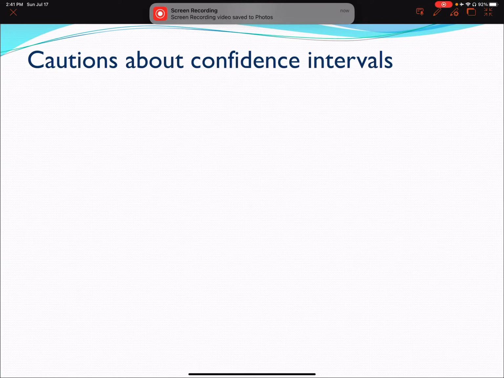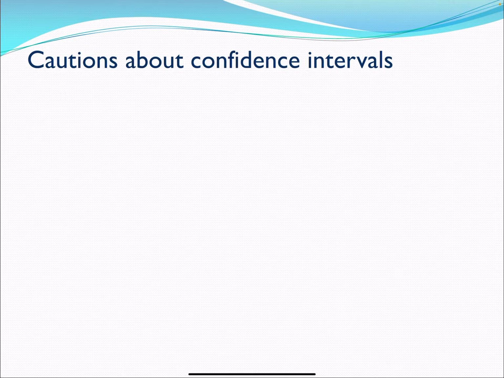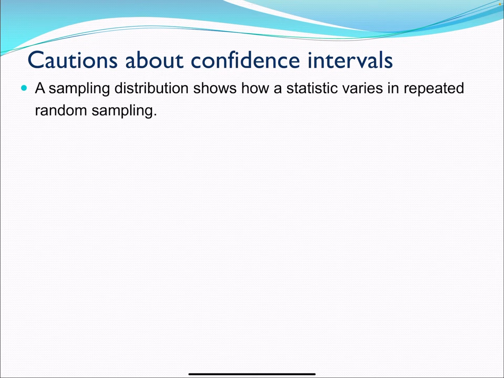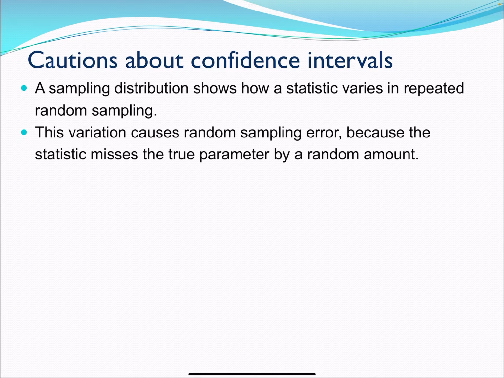So a few words of caution as we move about this chapter. So here's some cautions on confidence intervals. A sampling distribution shows how a statistic varies in repeated random sampling. The variation causes random sampling error because any statistic misses the true parameter by a random amount. Remember, if we're taking a sampling distribution, it still fits a normal distribution. More data is going to align closely to the mean, but all is going to be a little off, right?